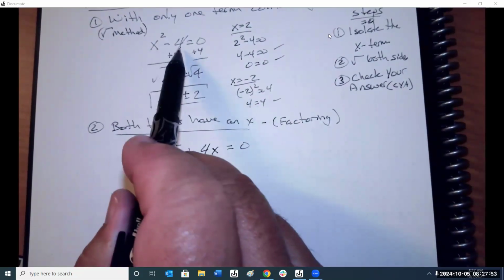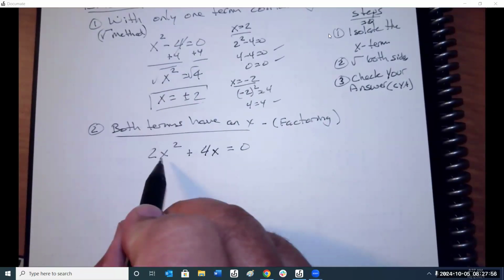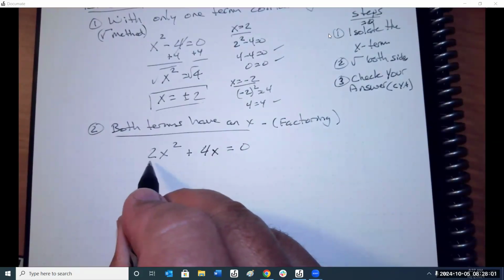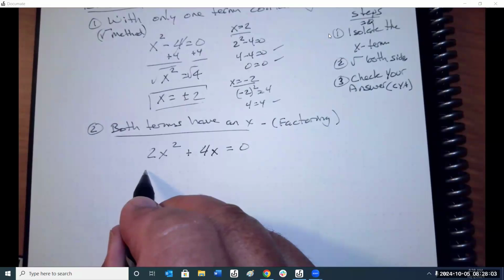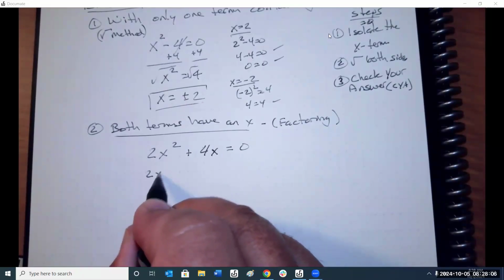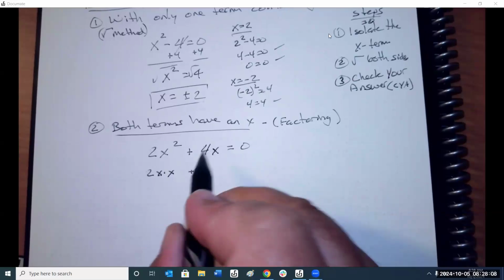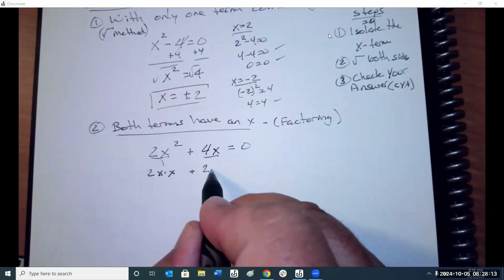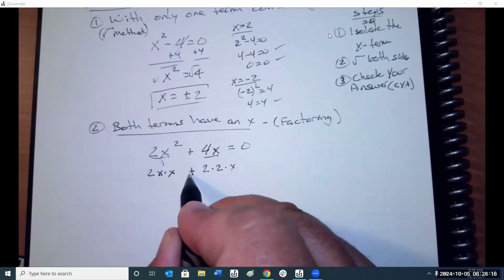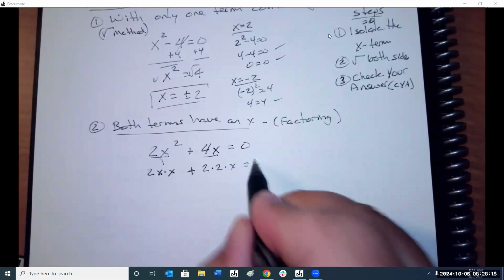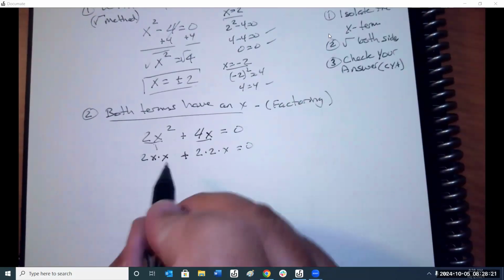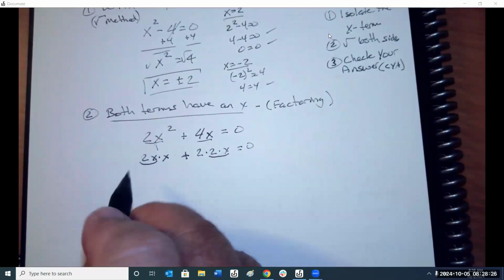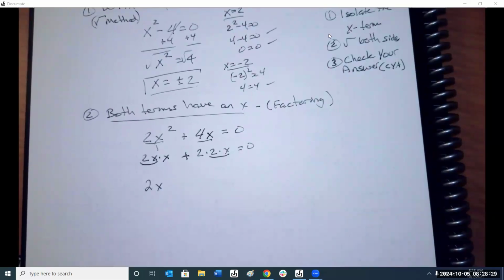Since you have two terms, and both of them have x, what do we do here? They both have a 2 in common. So this one looks like this, 2x times x. This one, 4 is made up of 2 times 2 times x. So what do they both have in common? They both have a 2 and an x. So I can factor out the 2x.